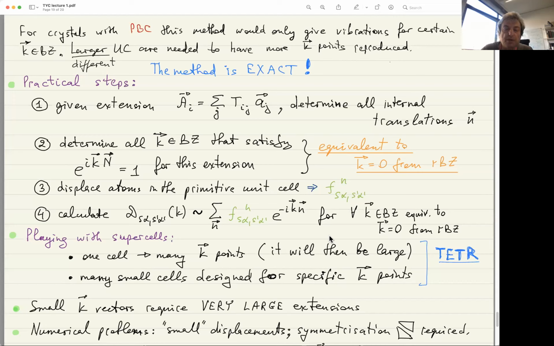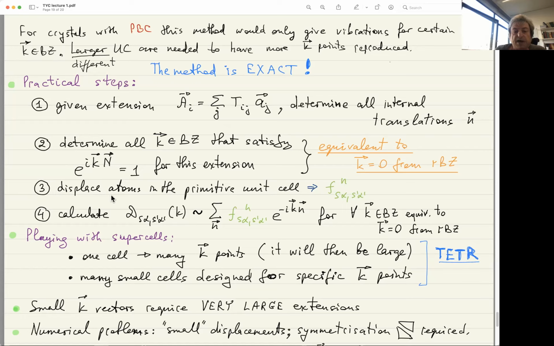So how does it work? We take a certain extension of our unit cell. So little a's are primitive lattice translations. T is a 3x3 matrix, which provides us with the bigger translations, capital A. So we create this way an extended cell and determine all internal translations, little n. Then we determine all k points within the Brillouin zone which satisfy this equation. In other words, all points in the Brillouin zone which are equivalent to the gamma point, k equals 0, within the reduced Brillouin zone picture.